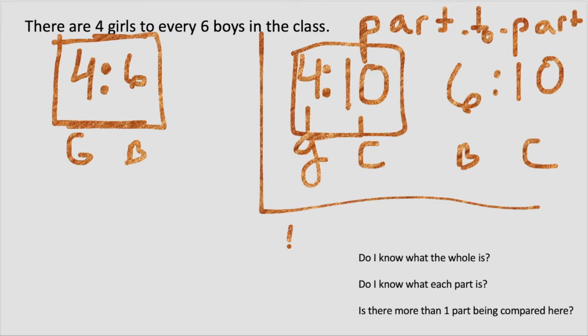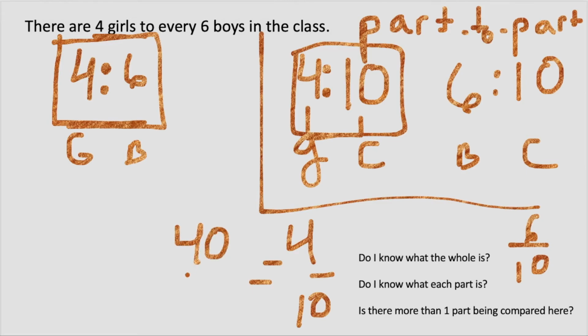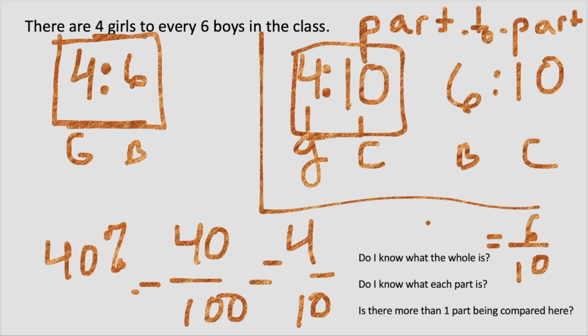and I know what the whole is. So this is 4/10 of the class are girls and 6/10 of the class are boys, and then I can use these to find the fraction. And so my fraction here would be 40 over 100, which we know is 40%, right? And this one would be 60%.